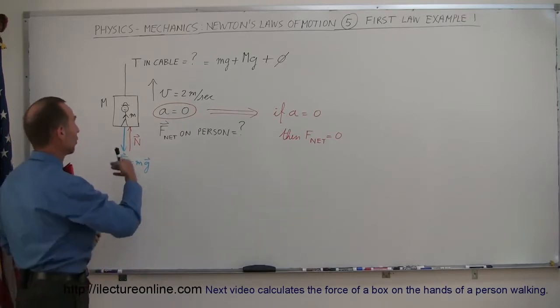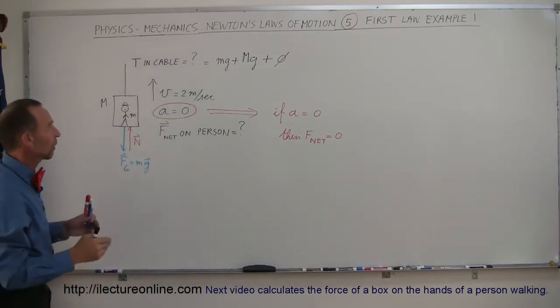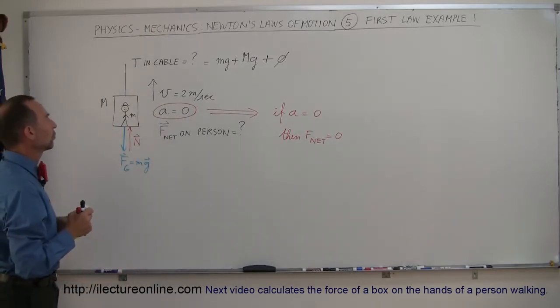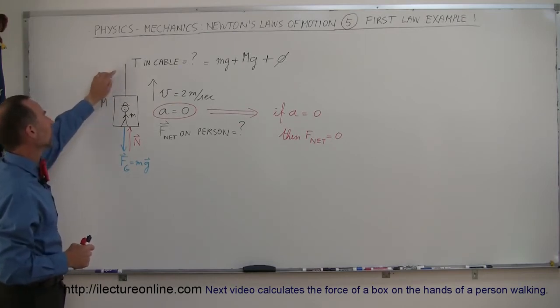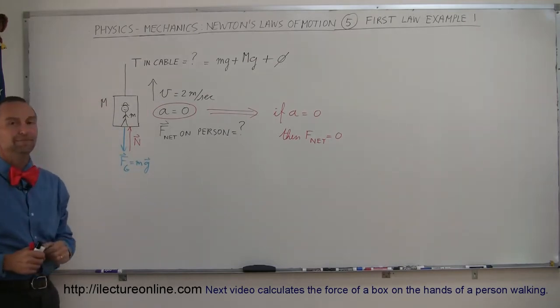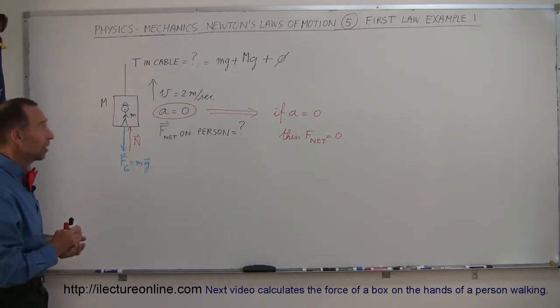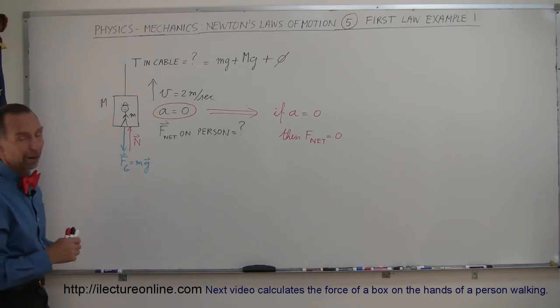Newton's first law says once the car and the person are moving upward at 2 meters per second, no force is required to continue moving the person upward at 2 meters per second. So the only tension required in the cable is simply to hold up the weight of the person and the weight of the car against gravity. And that's how you use the first law of Newton to figure out how to look at a problem like this.